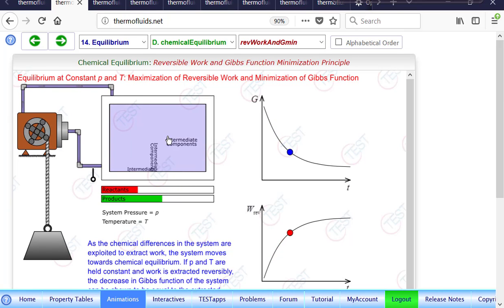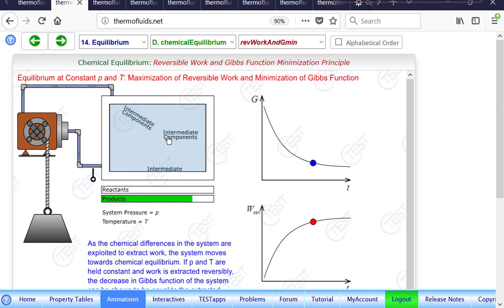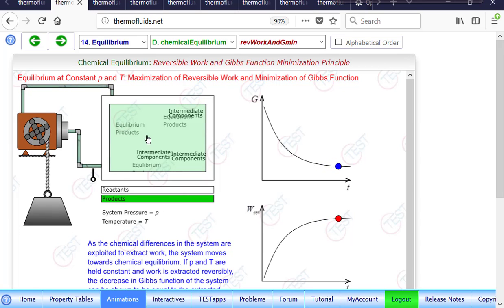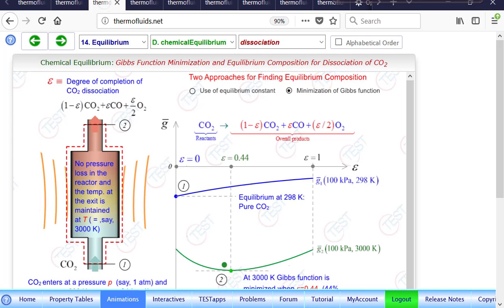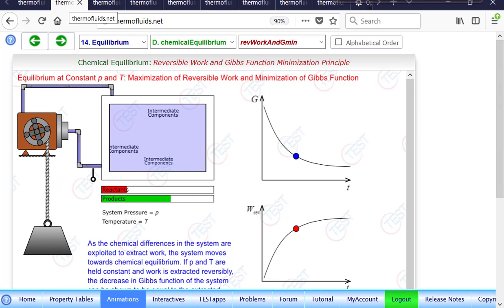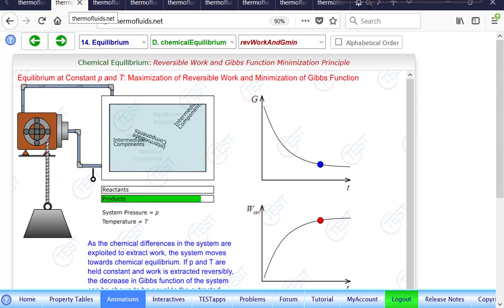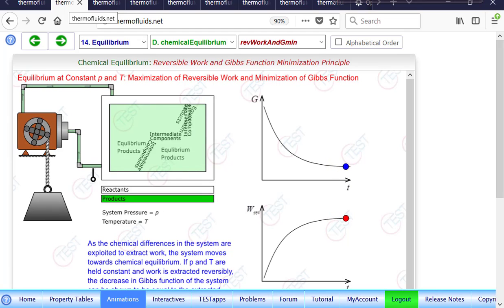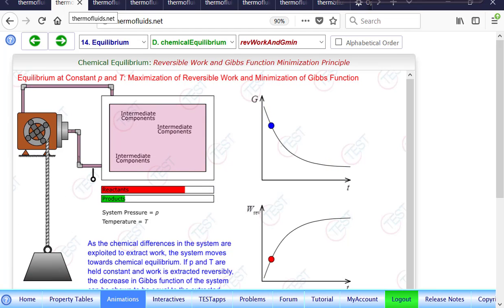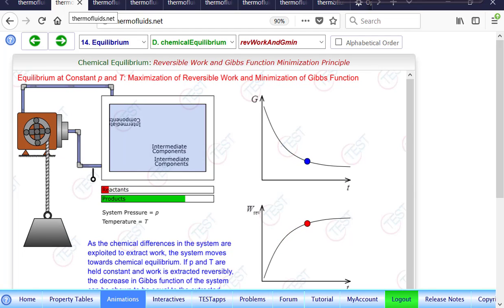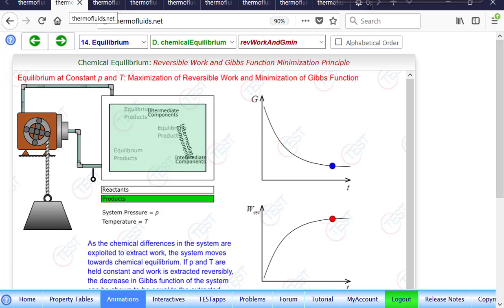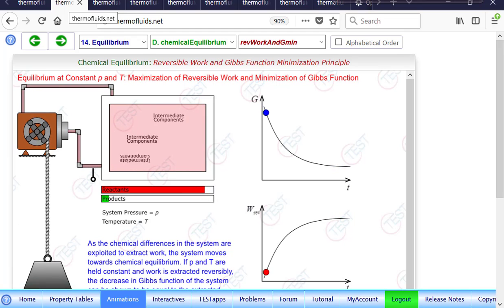Suppose we have a system which is going to equilibrium. In this case, it is shown as a closed system. It could be a working fluid flowing through a reactor. For instance, here the working fluid is CO2 flowing through a reactor subjected to a specific pressure or temperature. Then it can be shown that the reversible work, the maximum possible work, useful work that you can extract when the system equilibrates.